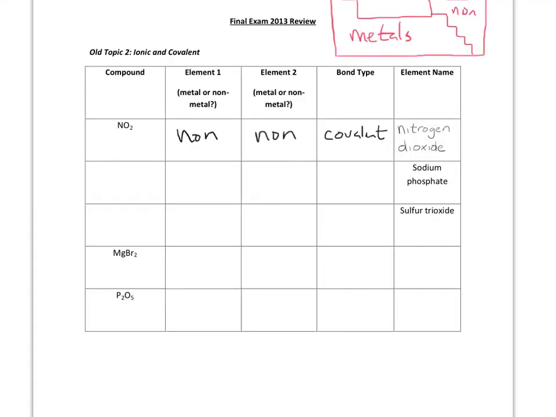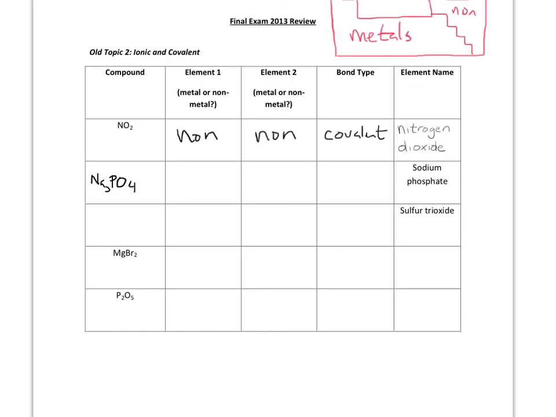Okay. For the next one then, sodium phosphate. If we wanted to write out the formula for that, sodium is Na, and there would be 3 PO4. So phosphate's 3 minus, sodium is plus 1. That is Na3PO4 if you can't read that.